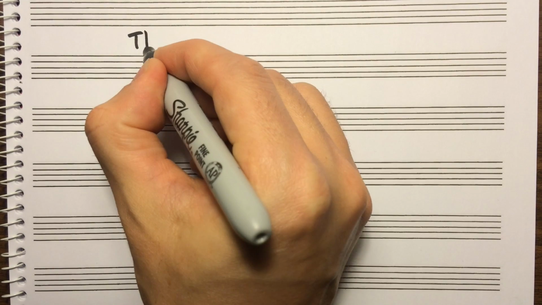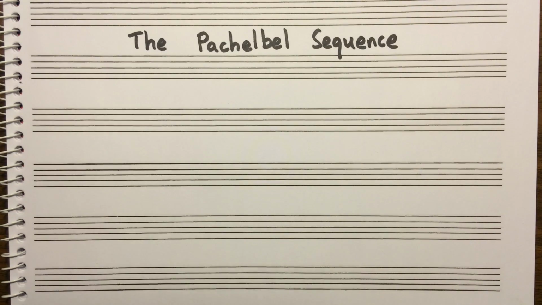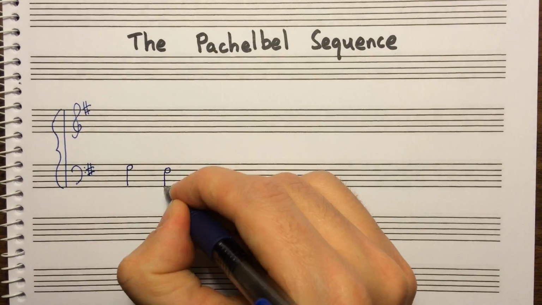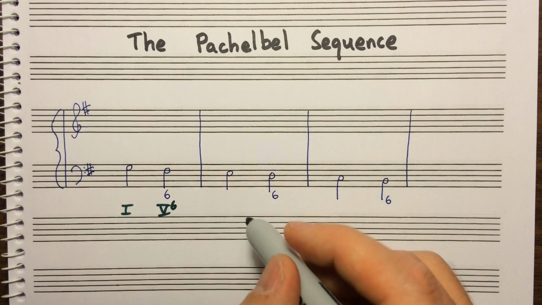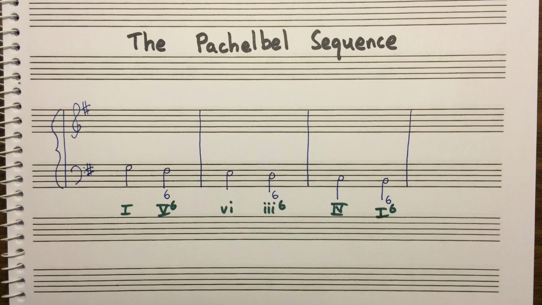This video will introduce 2 other common types of sequence in addition to the circle of fifths sequence. The first is known as the descending third sequence, or more commonly, the Pachelbel sequence, because it is the sequence that underlies the famous Pachelbel canon. The classic version of this sequence involves a stepwise descent in the bass, alternating root position and first inversion triads. The literal chord progression you'll get is 1, 5, 6, 3, 4, 1, 6, etc.